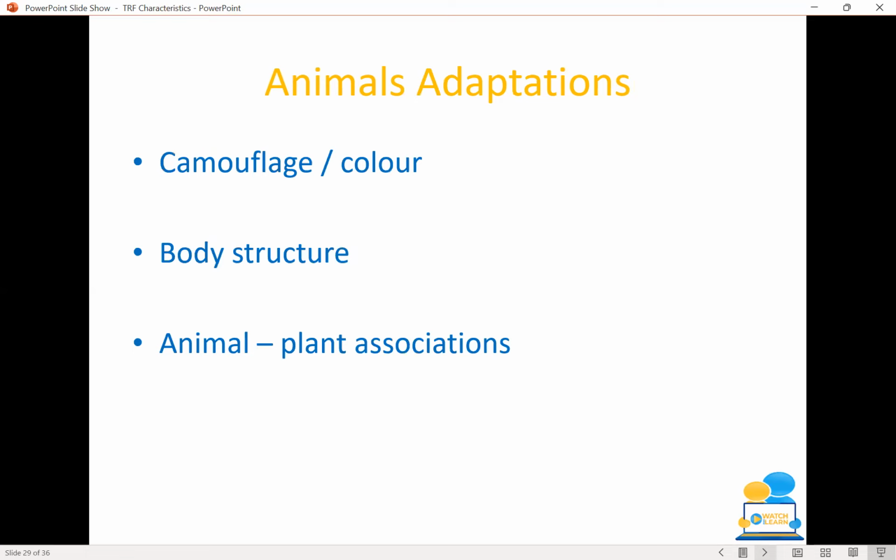So we now need to look at the adaptations that animals make in order to survive in the tropical rainforest. We've seen how plants have adapted to survive in the rainforest. Well, animals adapt as well. They change their camouflage or color in order to adapt. They can change their body structure in order to adapt. And we're also going to look at animal-plant associations, so how animals survive off a particular type of plant to make their life better or to survive. So we're going to look at each of these three in a little bit of detail now.